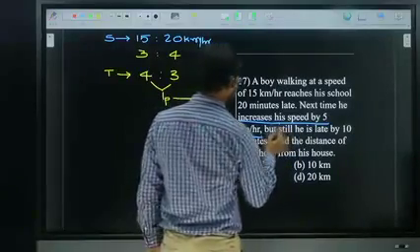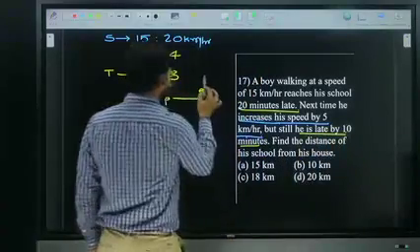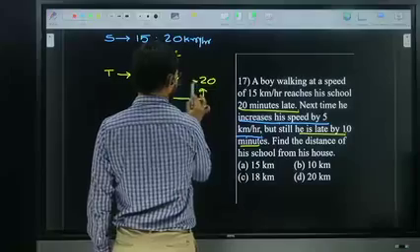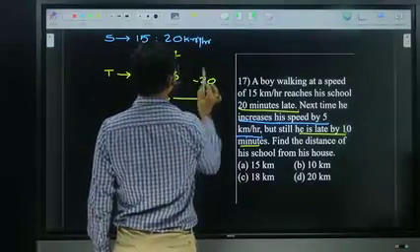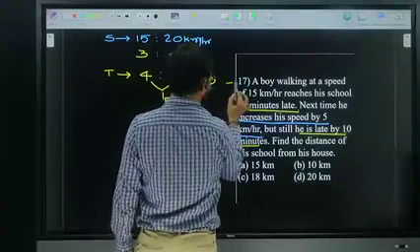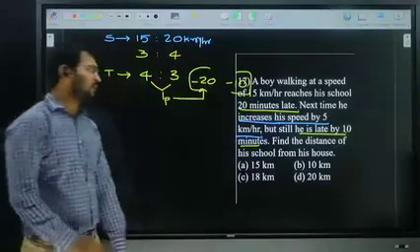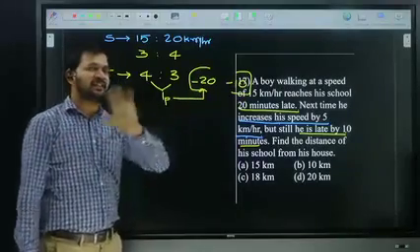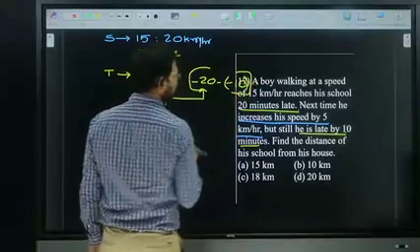In the first case, 20 minutes late. Second time, 10 minutes late. So the difference between 20 and 10. Being late by 20 minutes is nothing but minus 20, and the second time late is 10 minutes, so minus 10. The difference between minus 20 and minus 10 is nothing but minus.